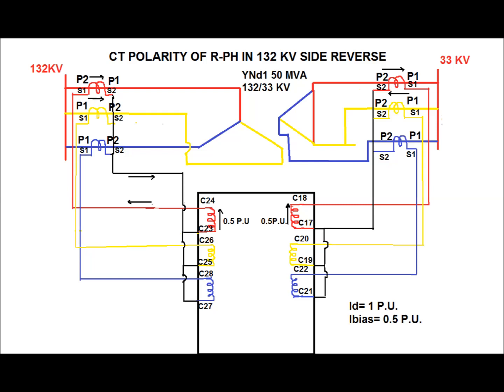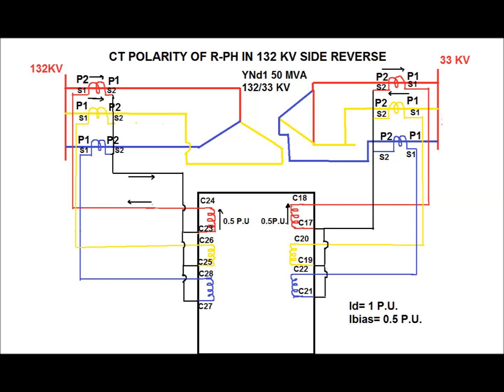Therefore, the current will flow in the relay side C23 to C24 and back to the S1 terminal, as shown in this diagram. Now on the LV side, it will remain as earlier, that is, current will flow from P2 to P1, and in the secondary side current will flow from S1 to S2 and towards the relay C17 to C18. So you can see the direction of the current in the relay is the same for the HV side and the LV side.